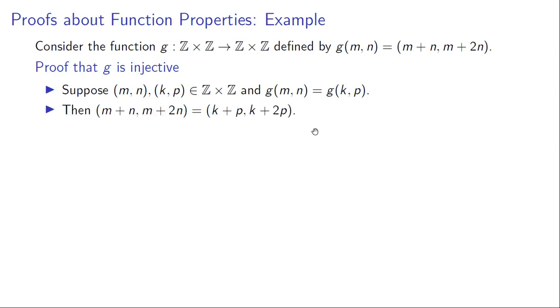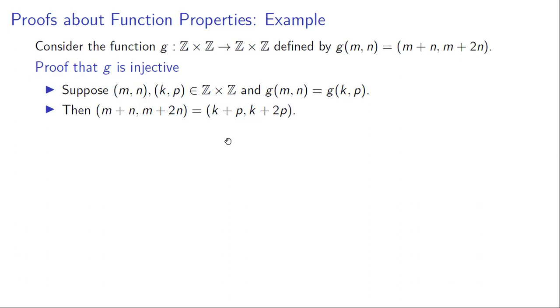Then, let's follow the definition of G. If G of m comma n, well, what is G of m comma n? That's m plus n, comma m plus 2n. Then G of k comma p is this. So since these are equal, we know that these are equal.